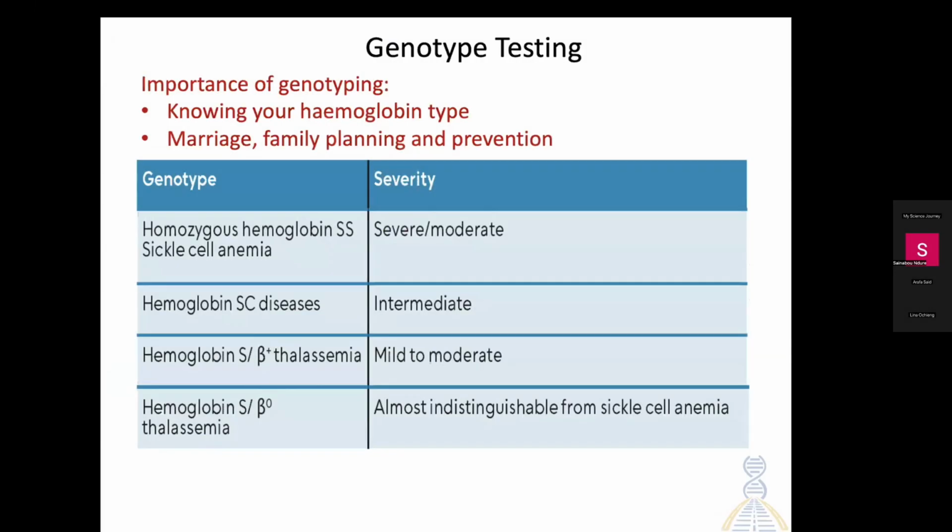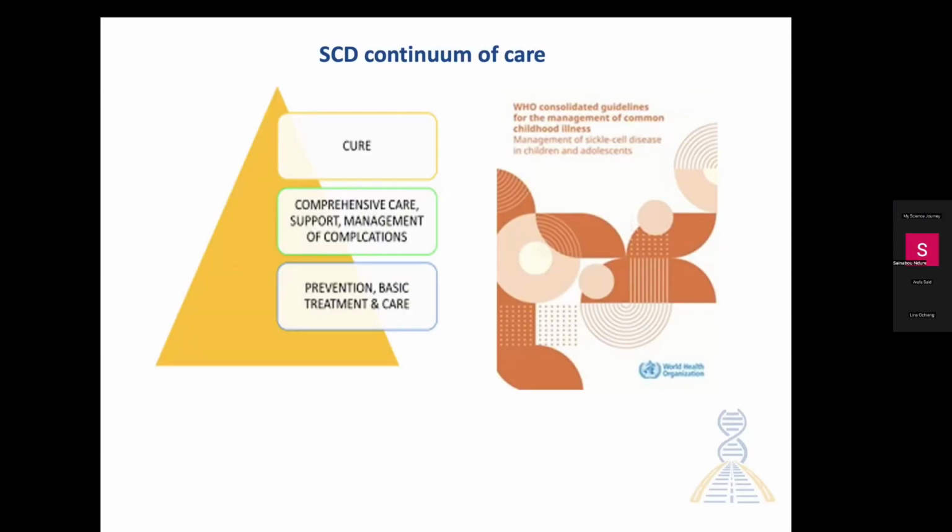Why is it important to know the genotypes? As I said, one, this helps to manage the disease properly. You will see that if someone has homozygous hemoglobin SS, we say this is a severe disease. Or if you are carrying the sickle mutation, what does that mean to you and to your future family?